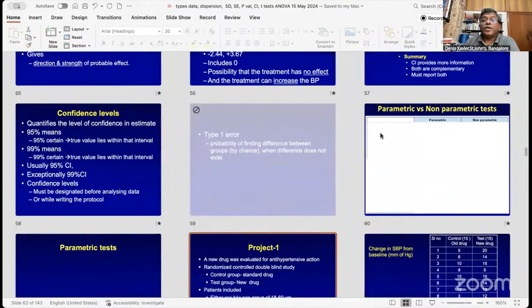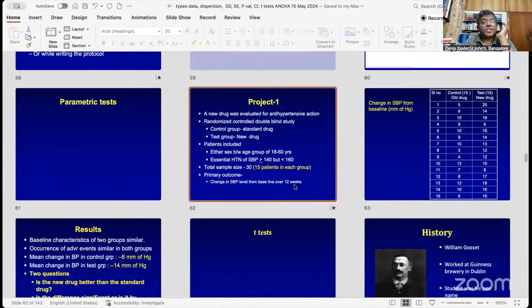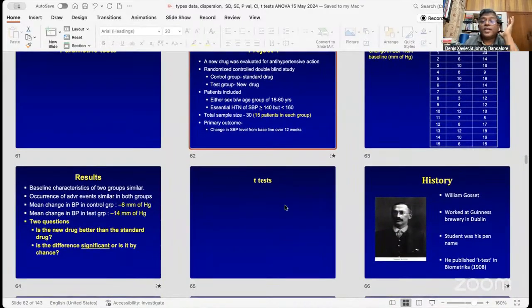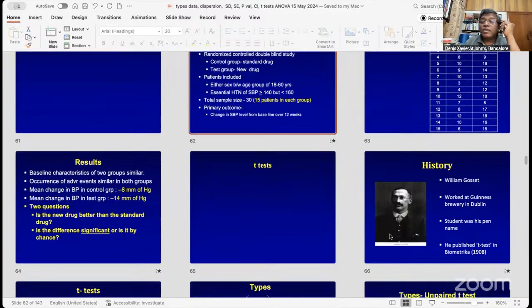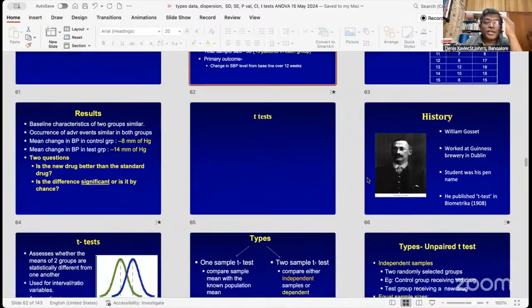So this is where we concluded with parametric. So we're going to do parametric tests. We're going to take 15 patients in one group with an old drug, 15 patients in another group with a new drug, and look at blood pressure change. Then we're going to do t-tests, and we'll see who is Mr. William Gossett. He worked in a brewery actually. He came up with the t-test more than 100 years ago.